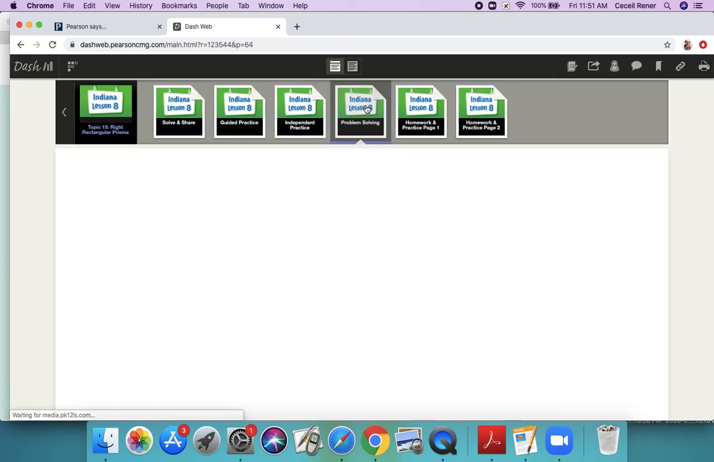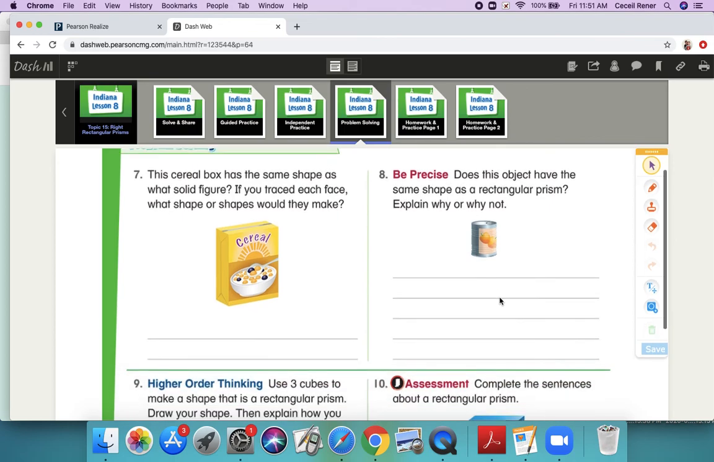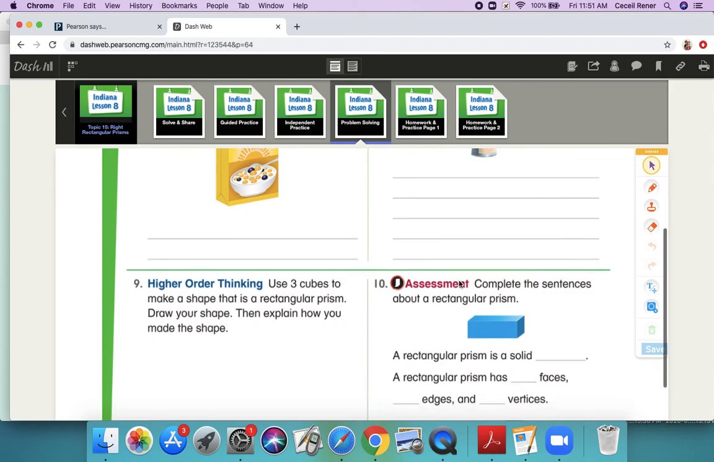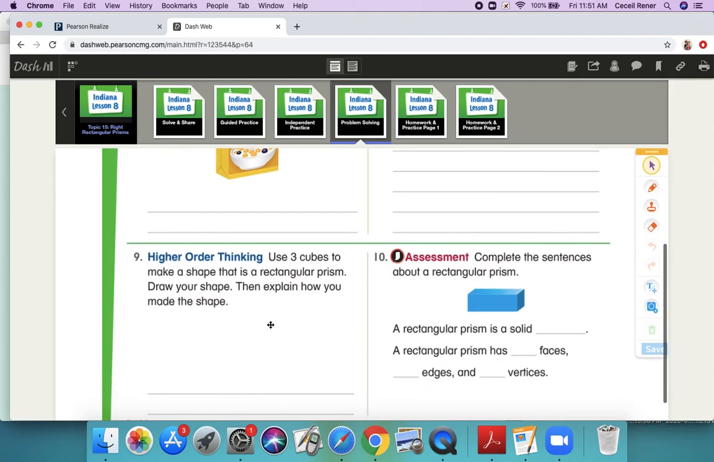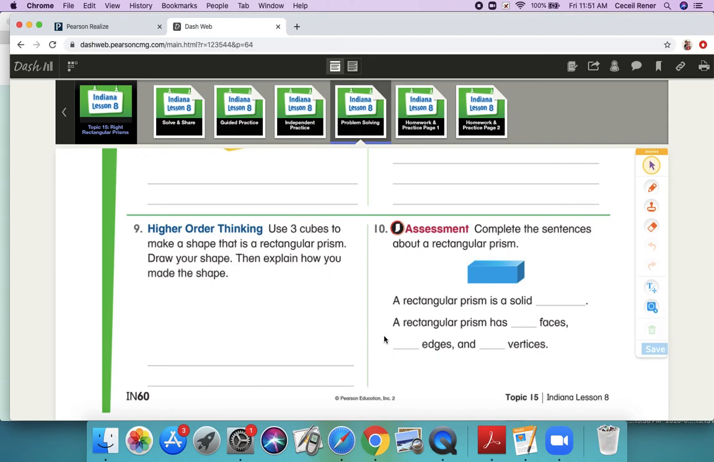And now we have some problem solving. Oh, we have one of my favorite examples of a rectangular, I'm not going to say, I almost said it. But here's a cereal box, and that's a good example of this solid shape. Okay? And here you're going to look at that and you're going to decide, does that have the shape of a rectangular prism? And then you're going to say why or why not. Okay? And then you have number 9 and 10. And you're going to complete that.